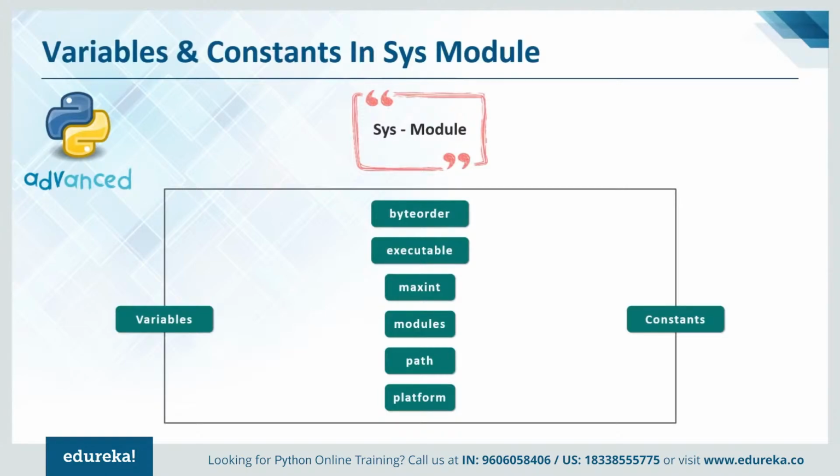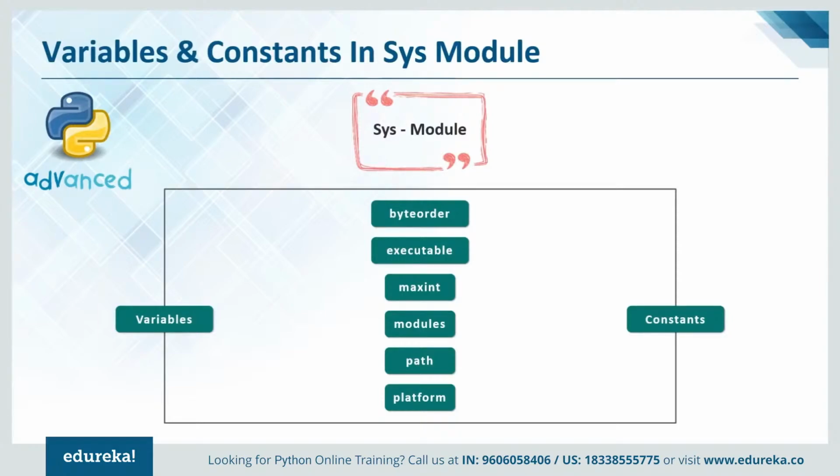Well, maxint, guys, this attribute contains the largest positive integer which is supported by Python's regular integer type. And modules, well, the value of sys.modules is a dictionary mapping the names of the modules to the modules which have already been loaded. And this can be manipulated, guys. Well, consider an example, right? You can enforce the reloading of modules as well. That is a really good fit for this case.